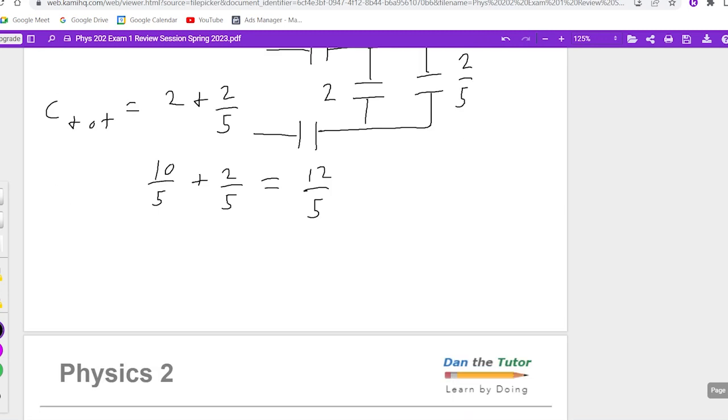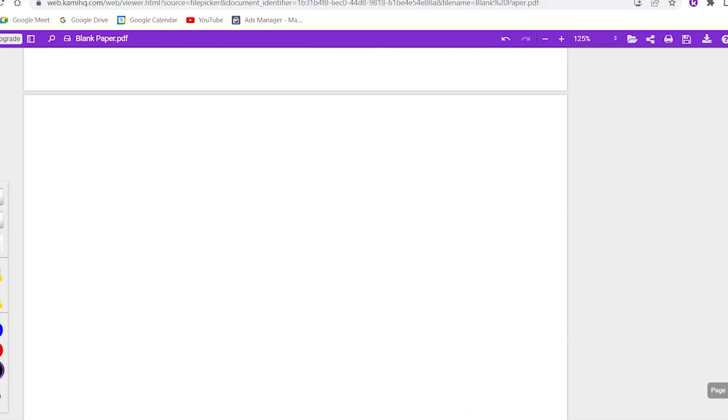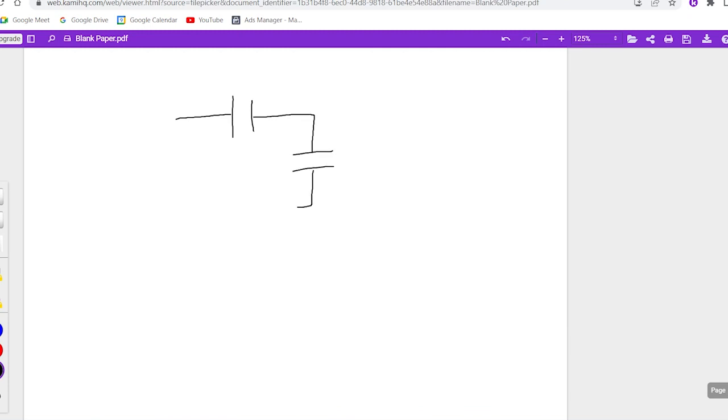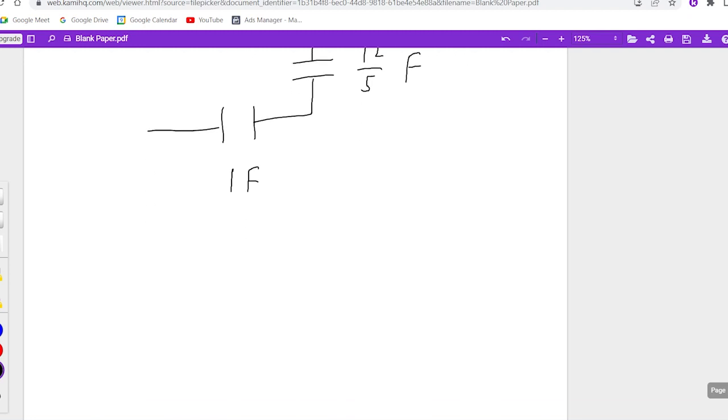We now have, I'm going to draw the circuit one more time. We have capacitor here, capacitor here, capacitor here. These two are both 1 farad at the top and the bottom. This one here we just said was 12/5 farad. And the 3 of these are in series, which means one more time we have to do that annoying logic. 1 over C total equals 1 over 1 plus, I'm not going to write 1 over 12/5 because that just looks ridiculous.